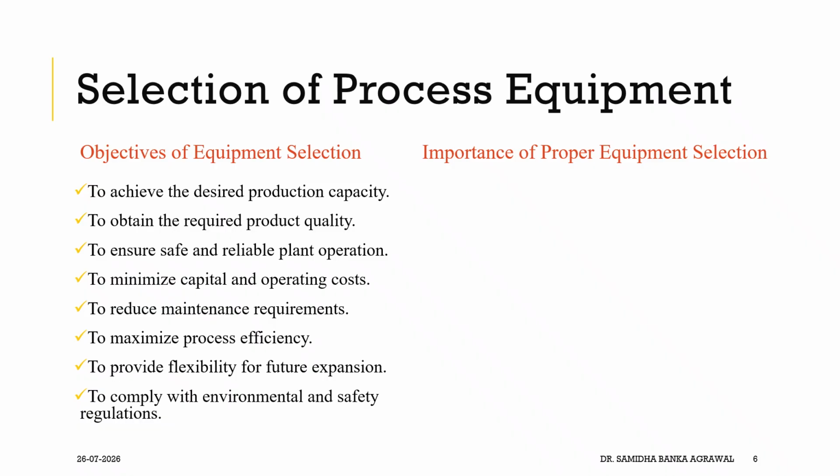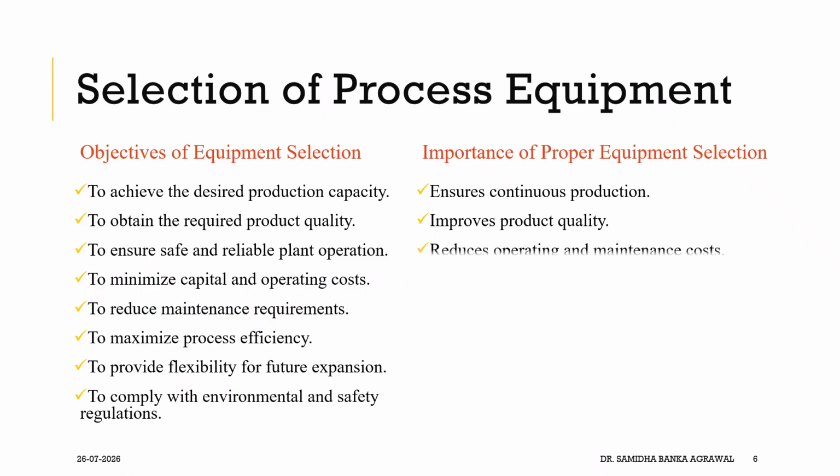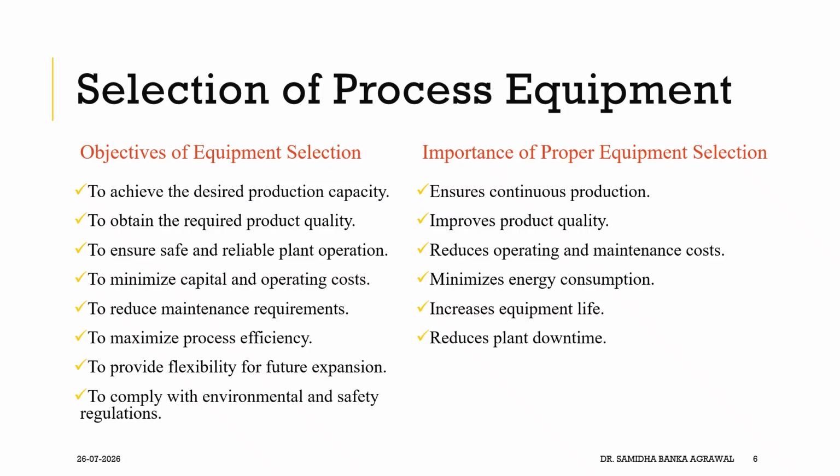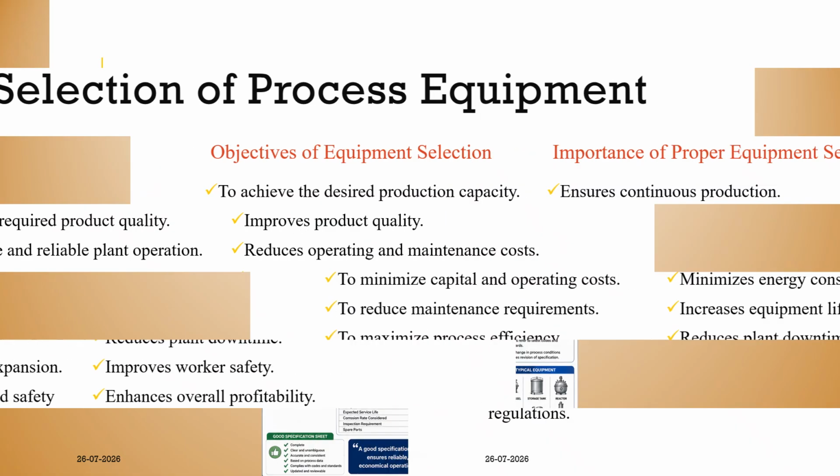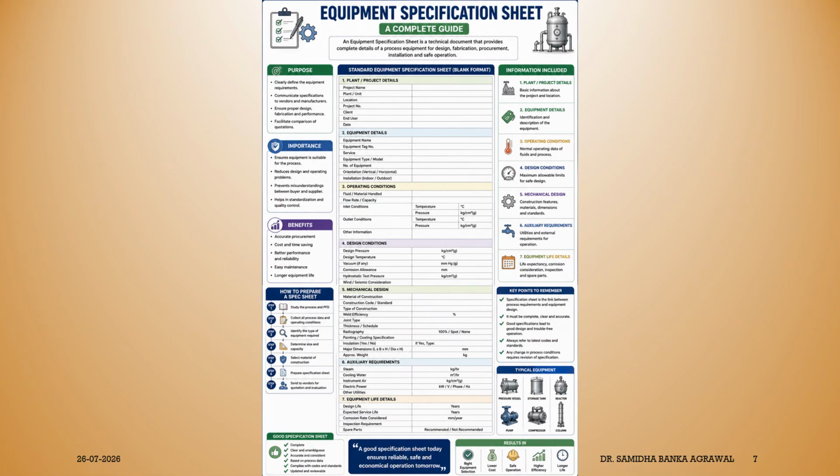And what is the importance in terms? Again, it should ensure continuous production, improve product quality, reduce operating and maintenance cost, minimize energy consumption, increase equipment life, reduce plant downtime, improve worker safety, and enhance overall profitability. Okay, so these are the reasons for the selection of equipment planning that we need to do.